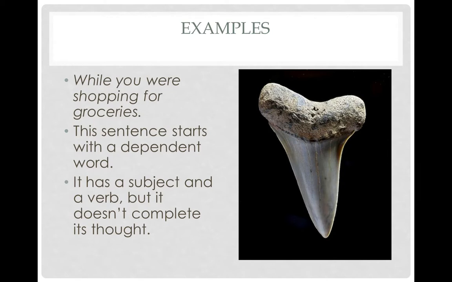It makes a claim to your reader. It makes an expectation that it doesn't follow up on. Once again, it has a subject. It has a verb. We have the word you. It's a pronoun, perfectly acceptable as a subject. Were shopping is its verb. But we can't say it completes its thought because of that word while at the beginning, which isn't followed up on. To complete the sentence, once again, we'd need to go on. Perhaps, while you were shopping for groceries, comma, I was playing video games. That would be complete.